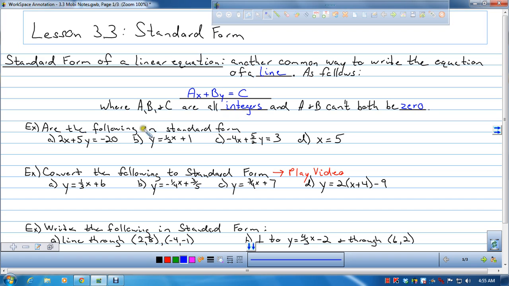All right, so with that taken into account, let's take a look at these 4 equations right here, and let's decide to ourselves, are these in standard form? Okay, so I want you to take a second and do those 4 on your own.